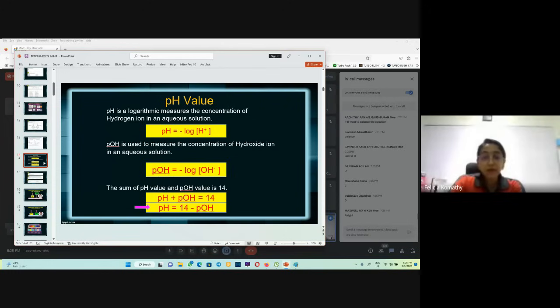Now, for pH value, we have the formula to follow. So, how do you calculate pH? pH is the negative log of the concentration of hydrogen ions. If it's pOH, we go for the hydroxide. When do we use pH, and when do we use pOH?